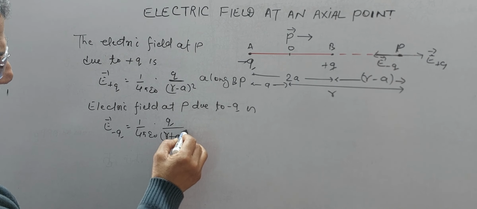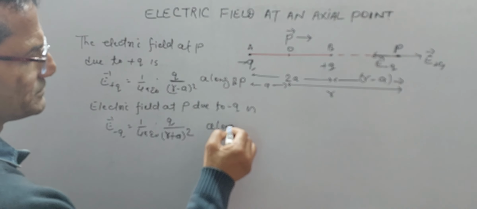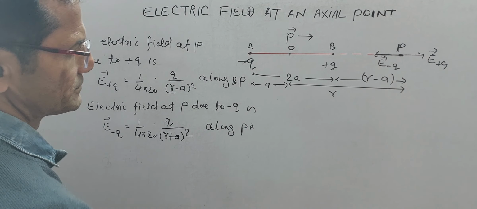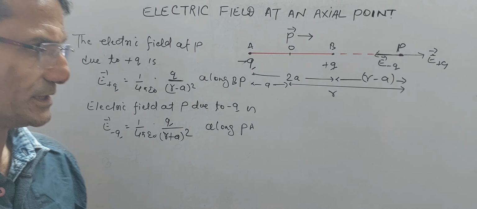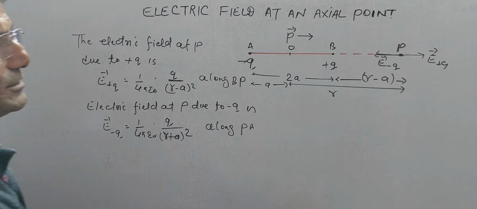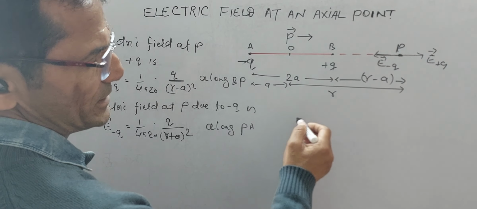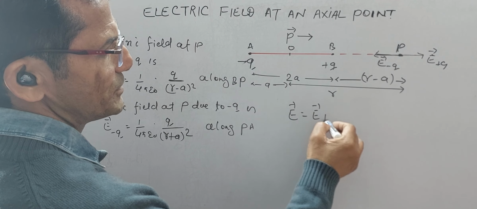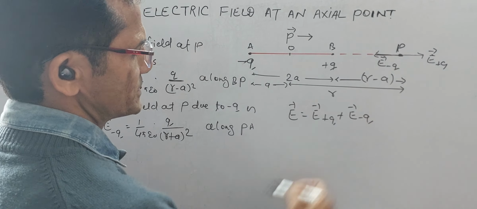R plus A whole square. Now it has the direction along PA. Since electric field is a vector quantity, we need to find the resultant of these two at the point P vectorially. Now, vectorially, net resultant field E is equal to the field due to positive charge plus the field due to negative charge.